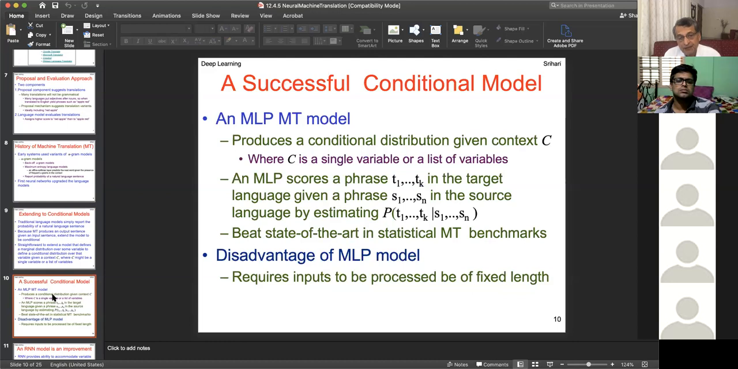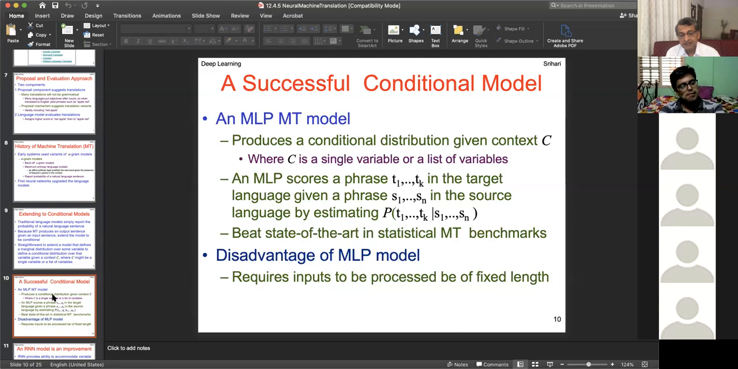The people from machine learning came along and said, we can come up with a successful conditional model. It produces a conditional distribution given context C, where C is a single variable or a list of variables. It could be a single word like eating, or it could be a string of variables. This particular model, referred to as MLP, which stands for multi-layer perceptron, scores a phrase T1 through TK, so many words in the target language, given a phrase S1 through Sn in the source language, by estimating P of T1 through TK given S1 through Sn. So it's a whole sequence.